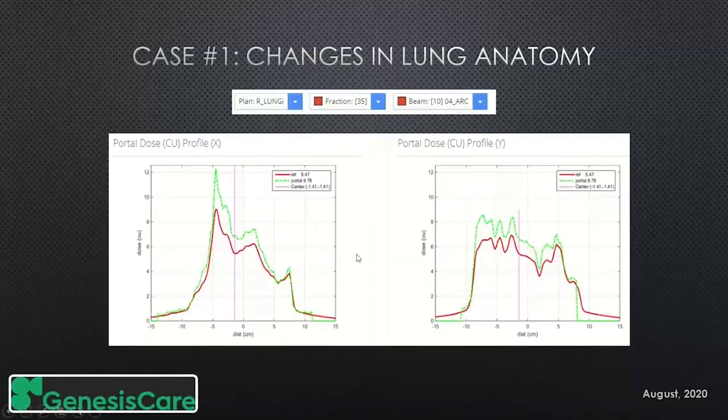It also shows very nice profiles. The one on the left is in the x-axis, the one on the right is in the y-axis. For this particular beam, the red line is showing the predicted dose, and the green dashed line is showing the portal dose. And you can clearly see that the entire field is receiving more dose for that daily fractional treatment than was predicted.